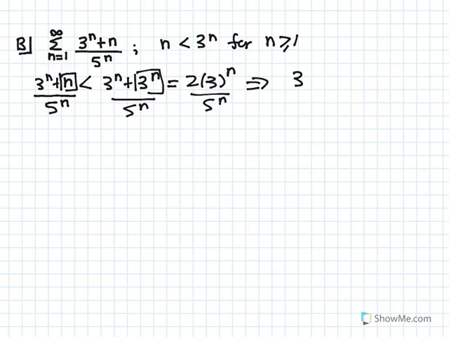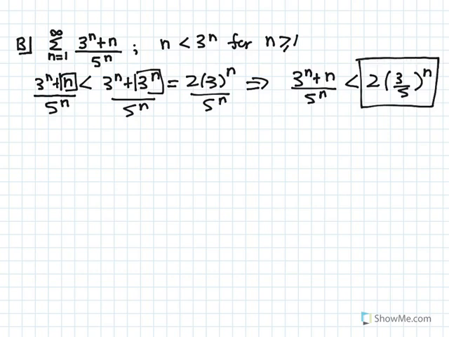We have (3 to the n plus n) divided by 5 to the n, which is the general term of our given series, is less than 2 times (3 divided by 5) to the n. If you notice, this is a convergent geometric series with common ratio 3 over 5, which is less than 1. So every term of our given series is less than every term of a convergent geometric series.